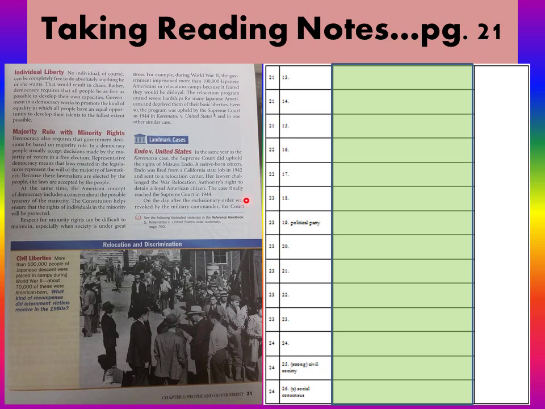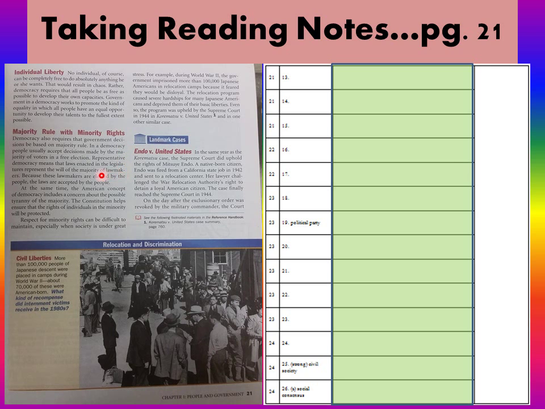And we'll look at that in a second. But let's go back to number 14, majority rule with minority rights. Majority rule just means that this sentence right here. In a democracy, people usually accept decisions made by the majority of voters in a free election. So somebody has to win the election. People get the right to vote, and then whatever the most people vote for is what happens. And so that'd be the majority rule.